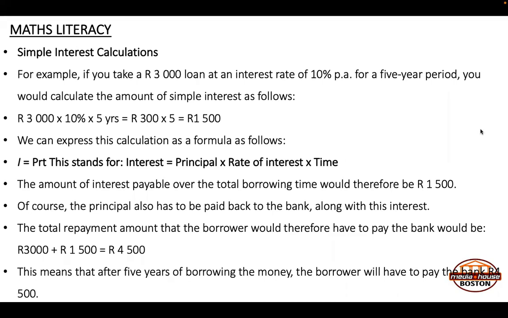All right, so the amount of interest payable over the borrowing time would therefore be 1,500. Of course, the principal also has to be paid back to the bank along with this interest. So the total repayment amount that the borrower would have to pay would be 3,000 plus 1,500, which is 4,500. This means that after 5 years of borrowing money, the borrower will have to pay the bank 4,500. So we took the interest and the original amount, and it came to 4,500.